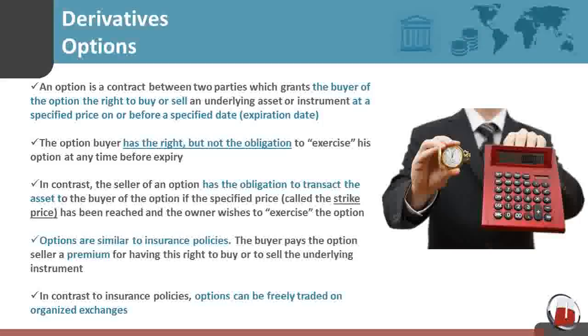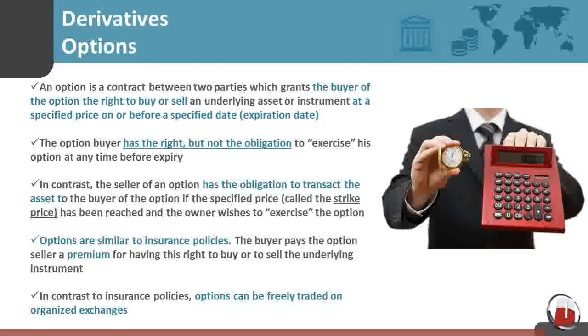Options. An option is a contract between two parties which grants the buyer of the option the right to buy or sell an underlying asset or instrument at a specified price on or before a specified date, the expiration date. Notice that the option buyer has the right but not the obligation to exercise his option at any time before expiry. In contrast, the seller of an option has the obligation to transact the asset to the buyer of the option if the specified price, called the strike price, has been reached and the owner wishes to exercise the option. Options work much like insurance policies.